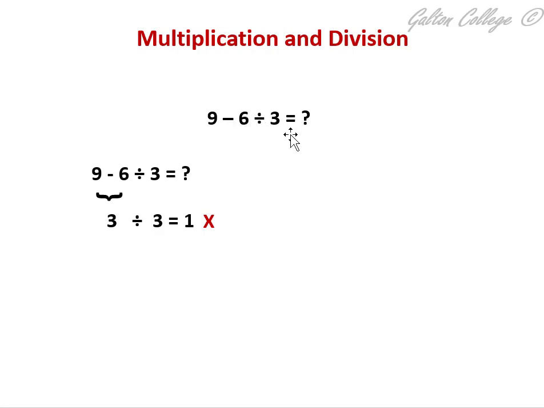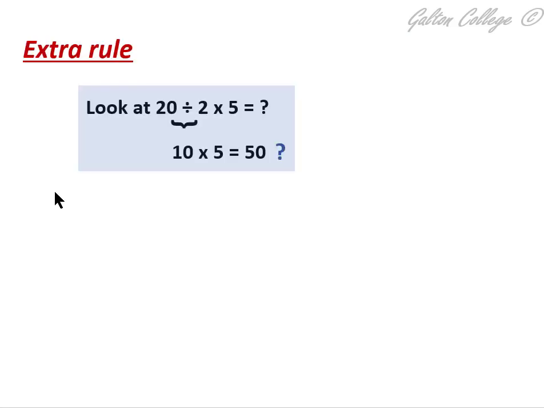9 take away 6 divided by 3. Take away 9 take away 6, 3 divided by 3, 1. That's wrong. 9 take away 6 divided by 3: 6 divided by 3 is 2, 2 from 9 is 7. Correct.